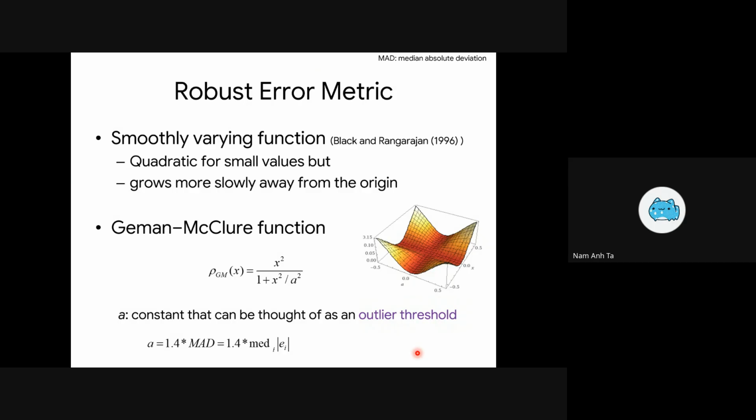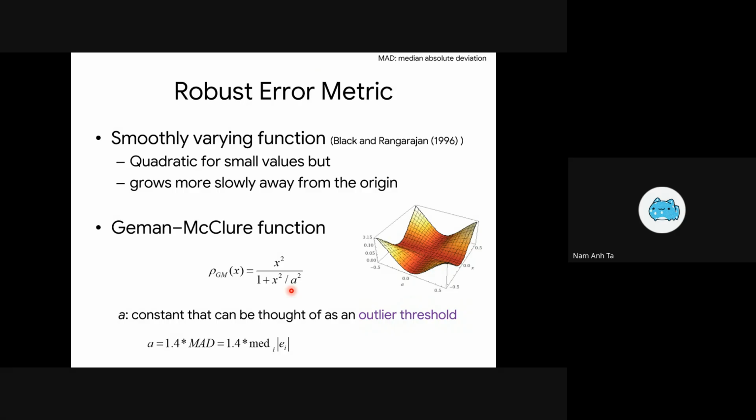So to get the best of both worlds that I've just introduced, we will use a smooth, robust function like the German-McClure. Sorry if I'm pronouncing it correctly or not. The idea is actually pretty simple. This function will act like the SSD to give us precise alignment. But if the error grows, the function will level off, so outliers don't take over.